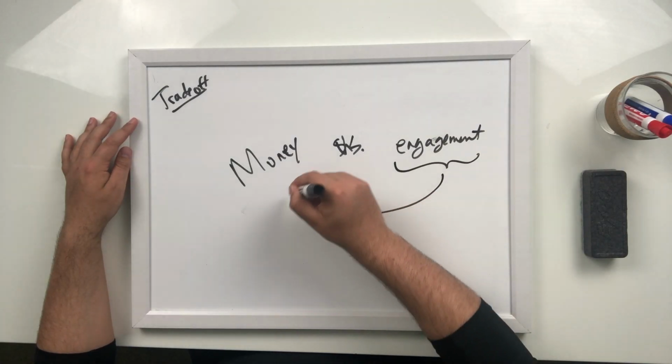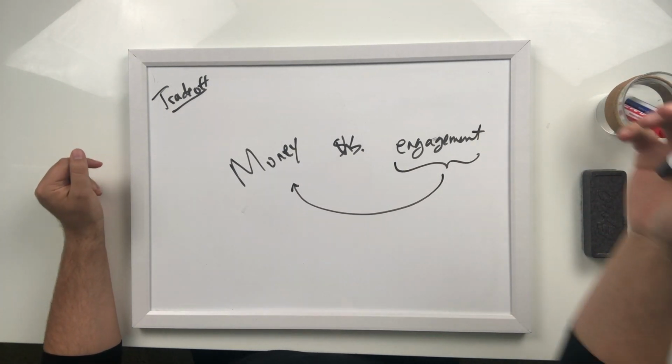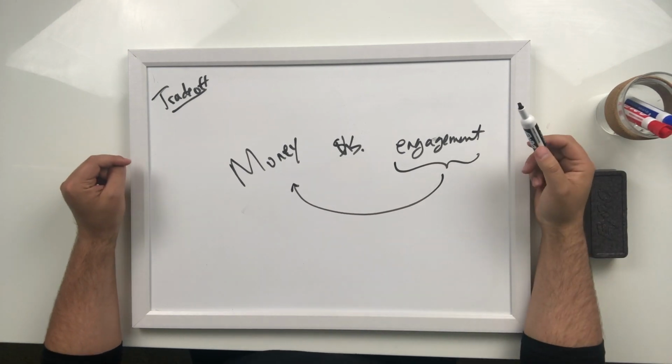And before we go any further, as we think about the objective function, the first thing that comes to mind is this. We can express engagement in units of money. The whole point we care about engagement is that in the future we can convert that into money.